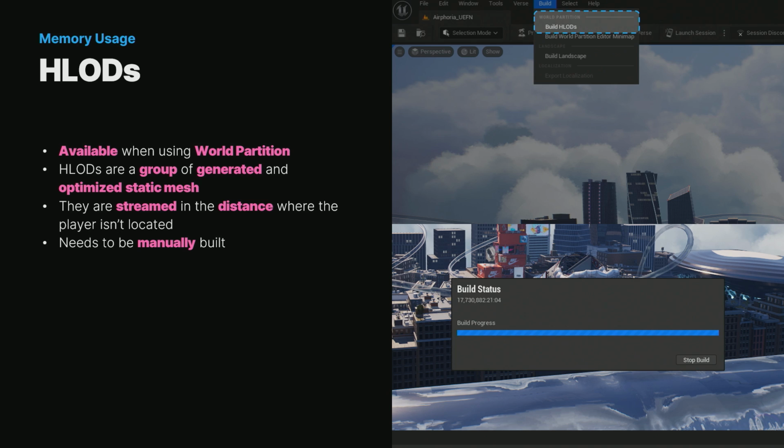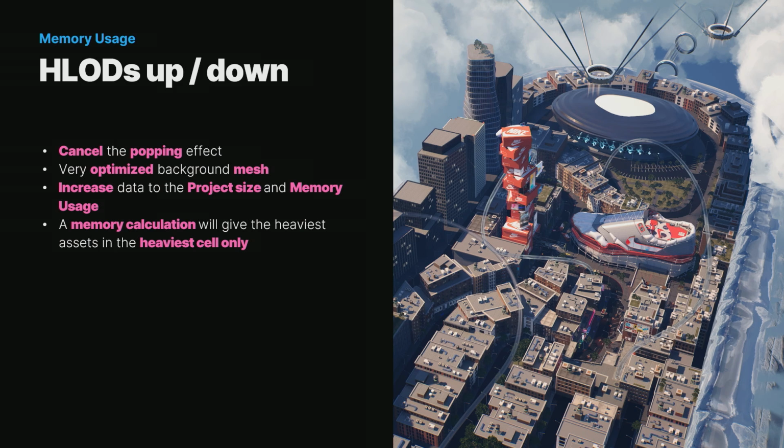When using world partition, UEFN gives you the option to use HLODs. HLODs are a group of generated and optimized static mesh merged into a simplified static mesh. These assets are then streamed in the distance in cells where the player isn't located. An HLOD needs to be manually built in engine by going into build HLODs. But using HLODs has ups and downs.